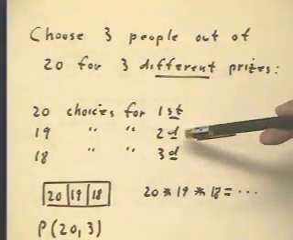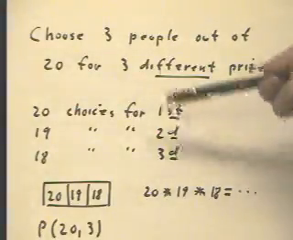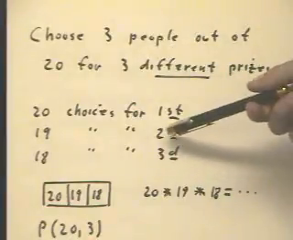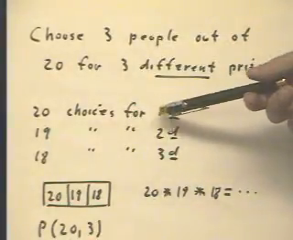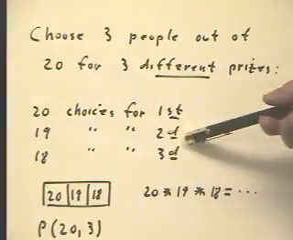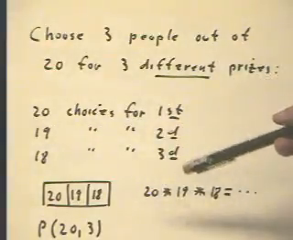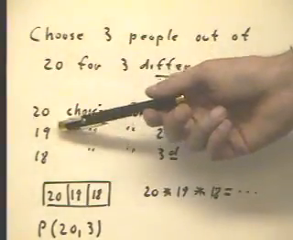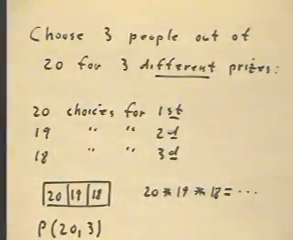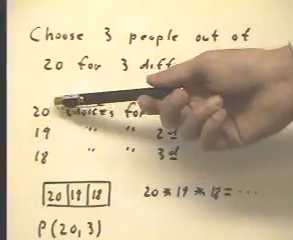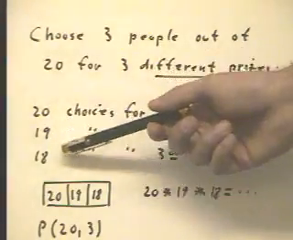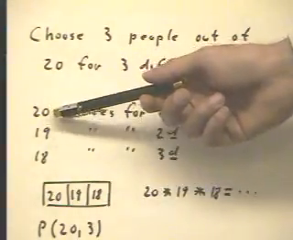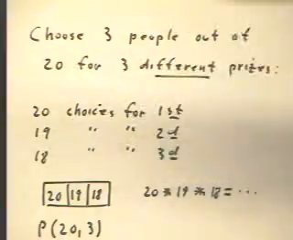Now, we have to choose the second person. We've got to choose somebody different, implicitly here. Since we've already chosen one person, there are only 19 left, so there are only 19 choices for number 2. And then now that we've chosen 2 people, there's only 18 choices left for number 3. In how many ways can we make 20 choices followed by 19 followed by 18, or a choice from 20 followed by a choice from 19 followed by a choice from 18?